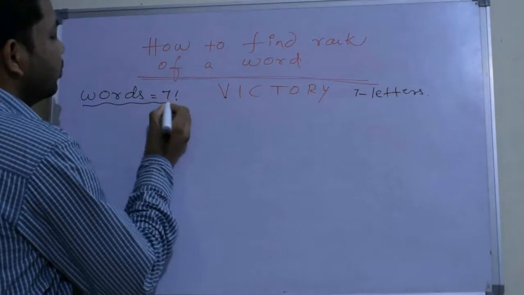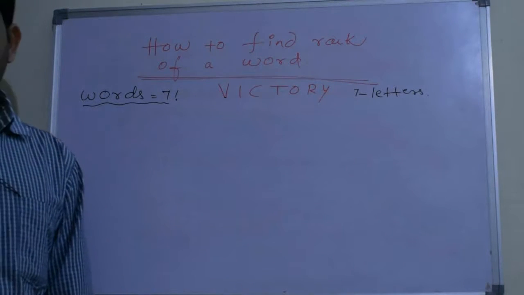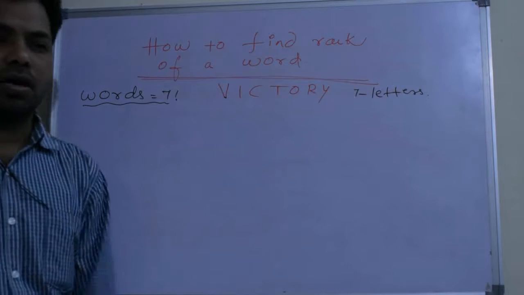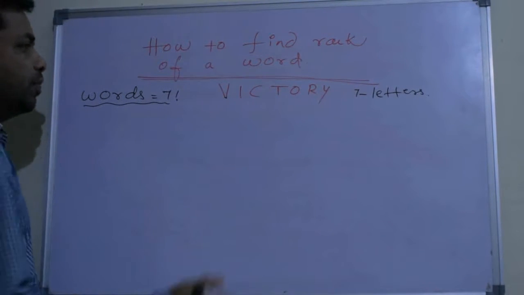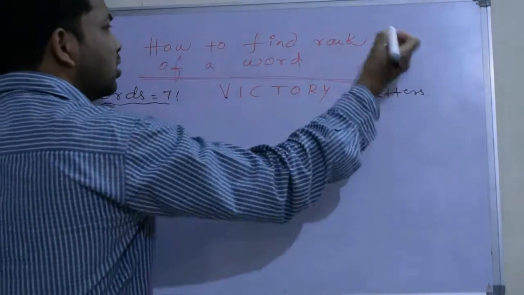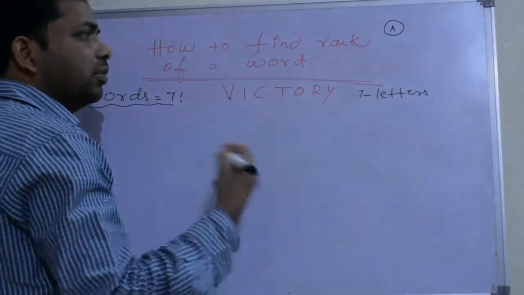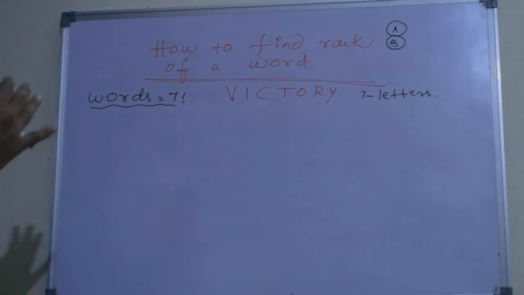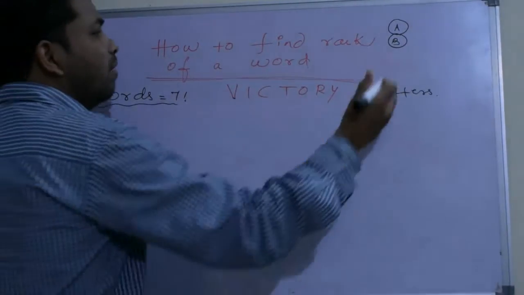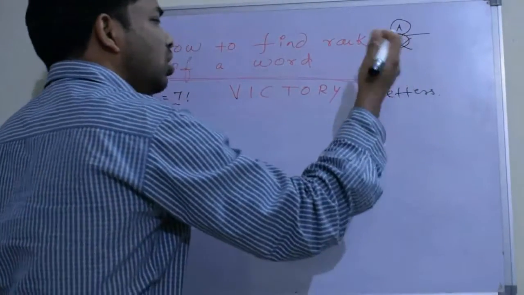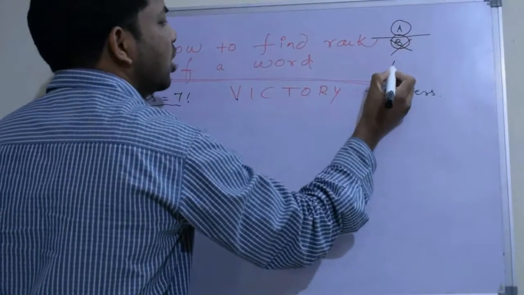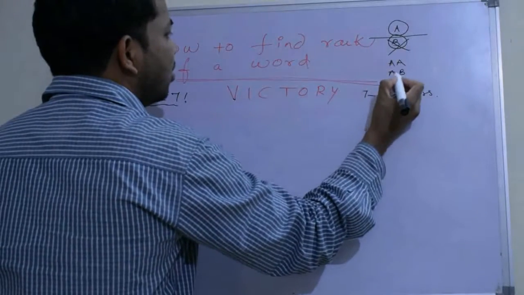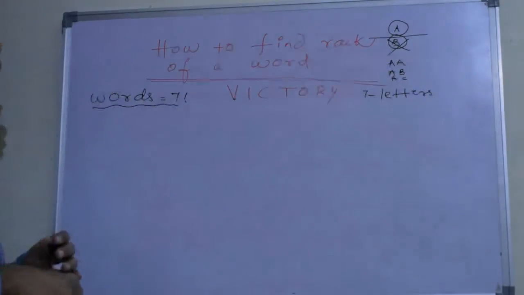Now what I will do, these 7 factorial words, I will arrange according to the dictionary order. So what is the dictionary order? Generally in the dictionary, all the words with A come first, then all the words that start with B, then all the words that start with C. That is the order of the dictionary. For example, among all the words that start with A, first come the words starting with AA, then AB, then AC, and it goes on like that.